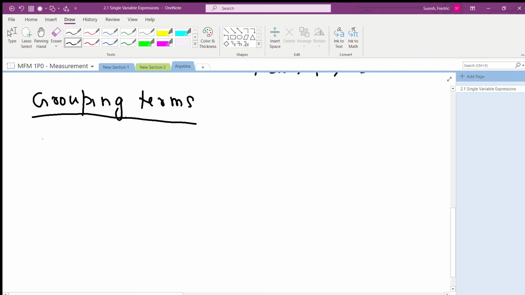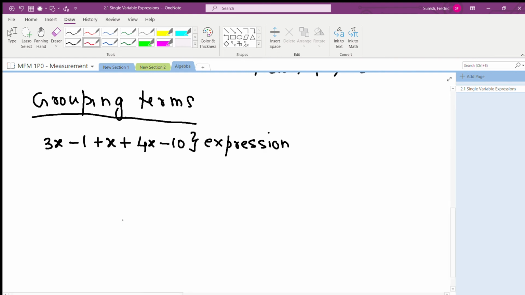Let's put a bunch of terms here. So let us say I have 3x minus 1 plus x plus 4x minus 10. So we have a bunch of these terms and we put them together, and this is what you call an expression. Okay, it is an expression. All of them is an expression here. So let's underline like terms.